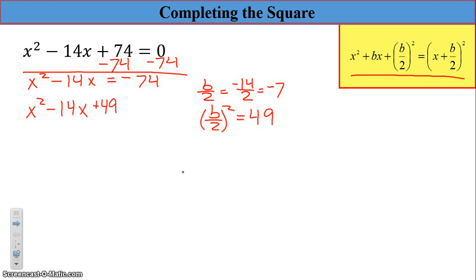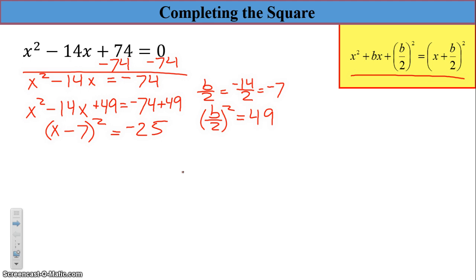And since we add 49 to the left side, we have to do the same thing to the right side, which is negative 74 plus 49. And since we have a perfect square on our left side, that is x minus 7 quantity squared. And that equals negative 74 plus 49, which is negative 25.